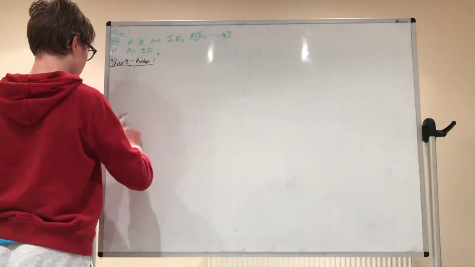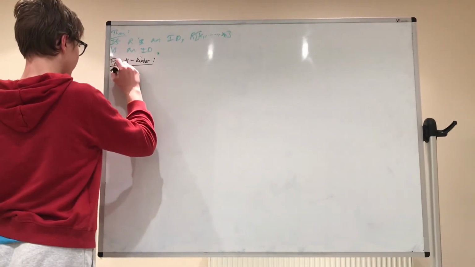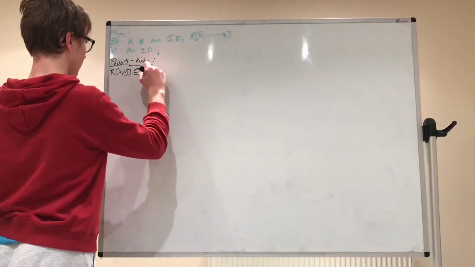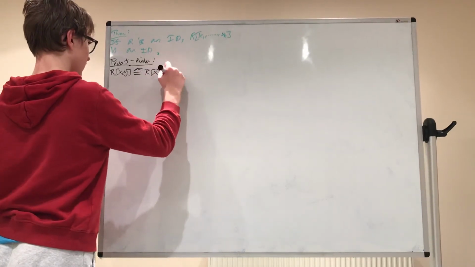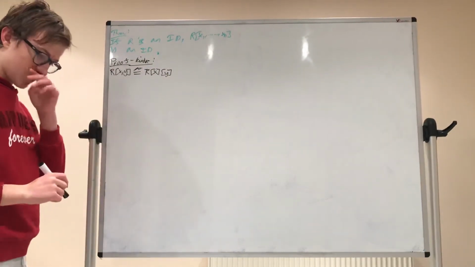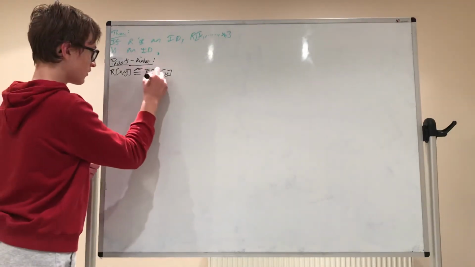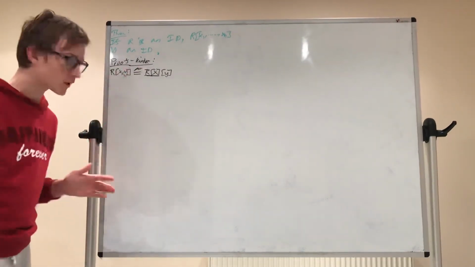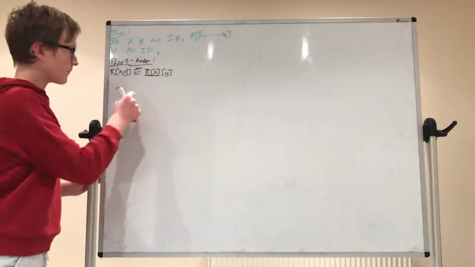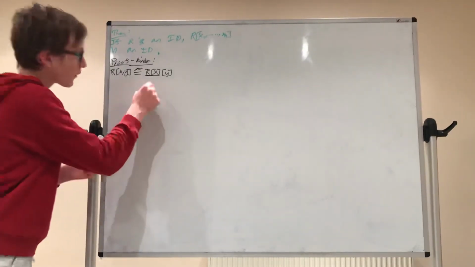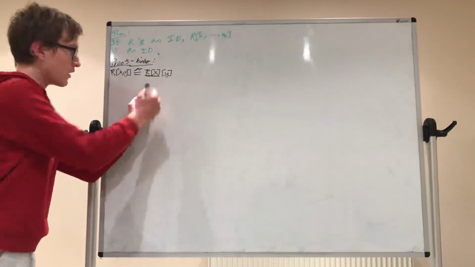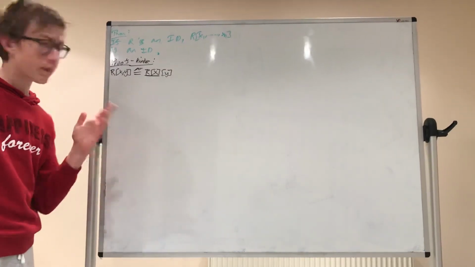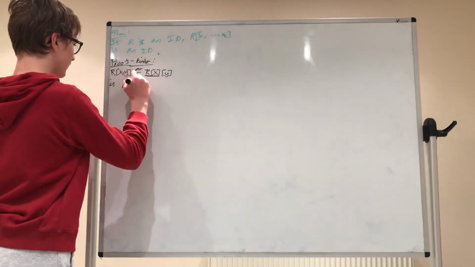So we're just going to have R[x, y], and this is isomorphic to R[x][y]. Since R is an integral domain, R[x] is an integral domain by the original theorem that the polynomial ring of an integral domain is an integral domain. And R[x] is an integral domain, so R[x][y] is an integral domain.